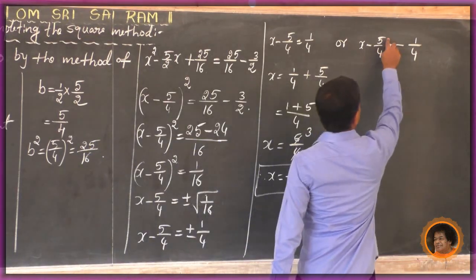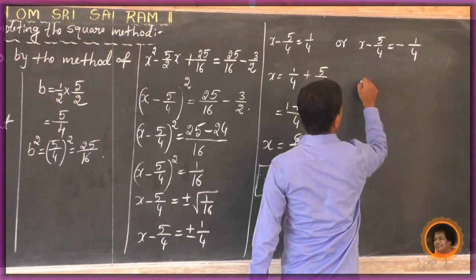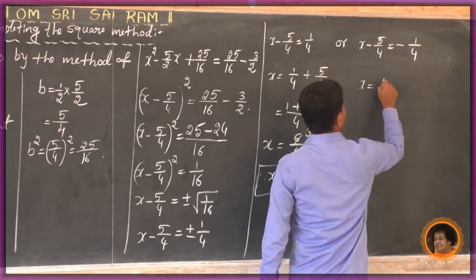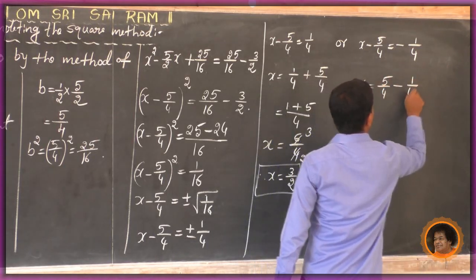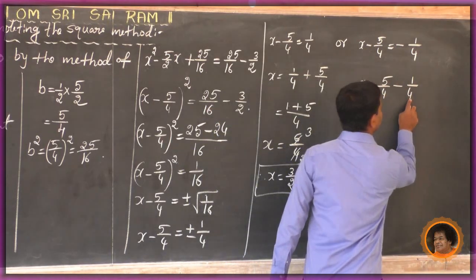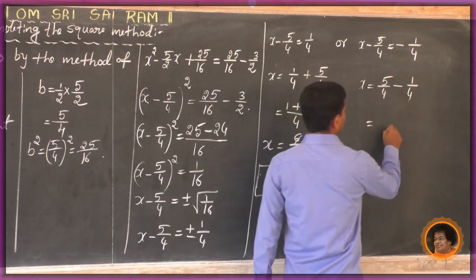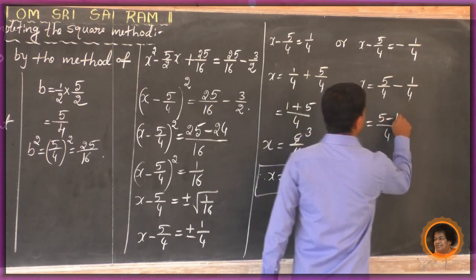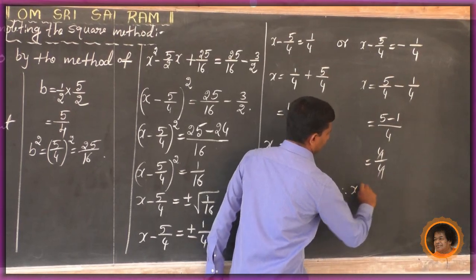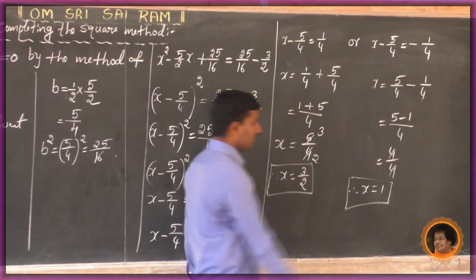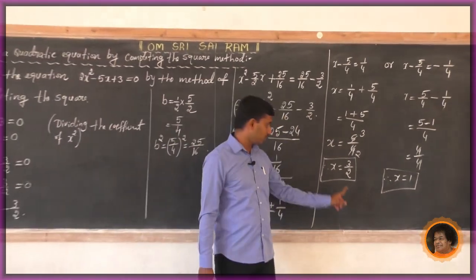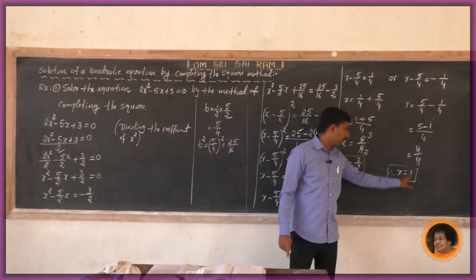Now x minus 5 by 4 equals minus 1 by 4, or x equals minus 1 by 4 plus 5 by 4, transposing to the right hand side. The denominator is the same, so subtract the numerators: 5 minus 1 equals 4 by 4. So therefore x equals 1. So these are the solutions of the quadratic equation 2x square minus 5x plus 3 equals 0: x equals 3 by 2 or x equals 1.